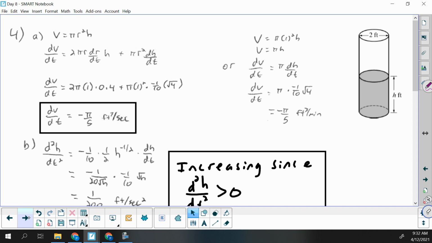They had told us square root of h, but we're finding when h is 4, so we can fill that in, and that eventually gives us -pi over 5, and it's a change in volume, so we have feet cubed per second.